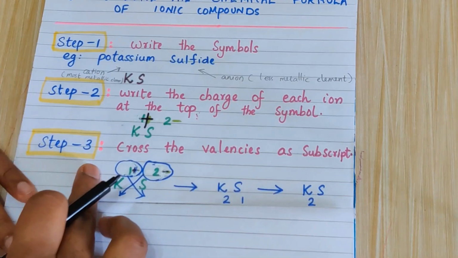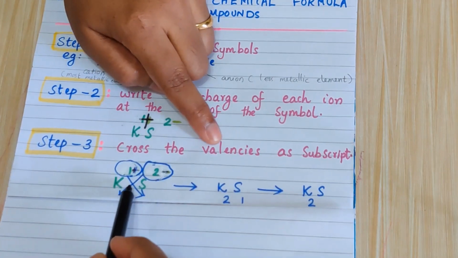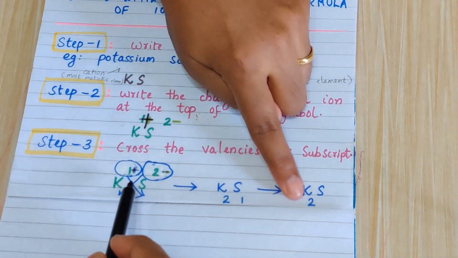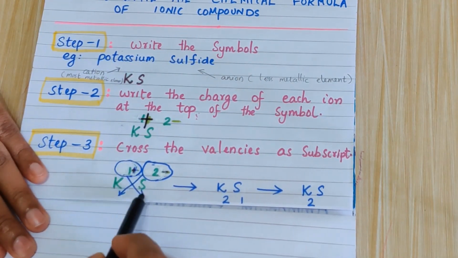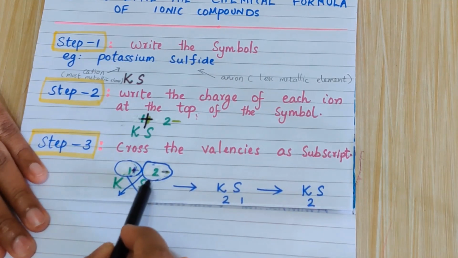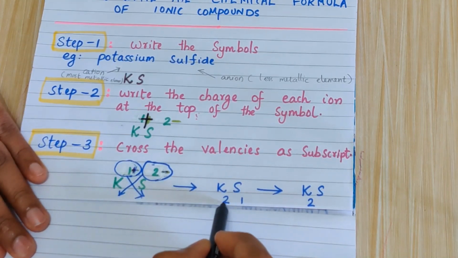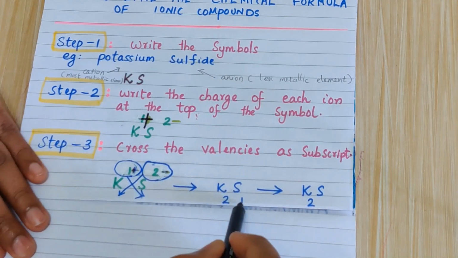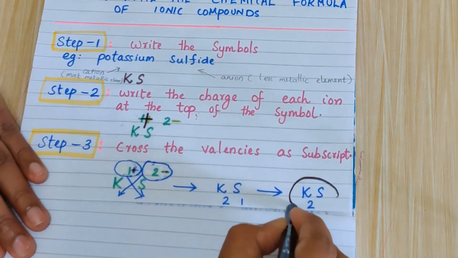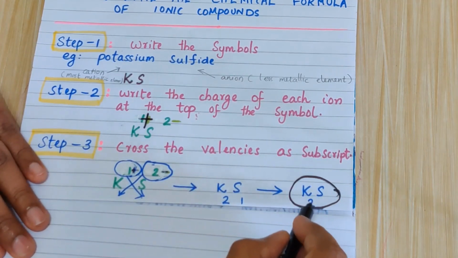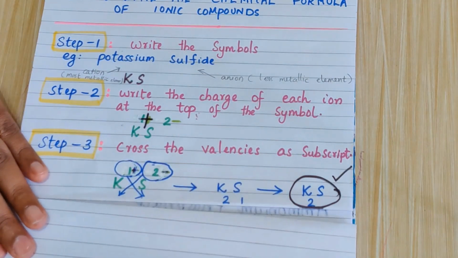In the third step, we have to cross the charges. Actually, we are taking the valencies; we are not taking the magnitude as subscripts. Here, potassium has the charge +1. It will go to this side, and sulfide has the charge 2 minus. It will go to this side. So now K has valency 2. Sulfide has valency 1, and if it is 1, no need to specify that. Now we got the chemical formula of potassium sulfide as K2S.